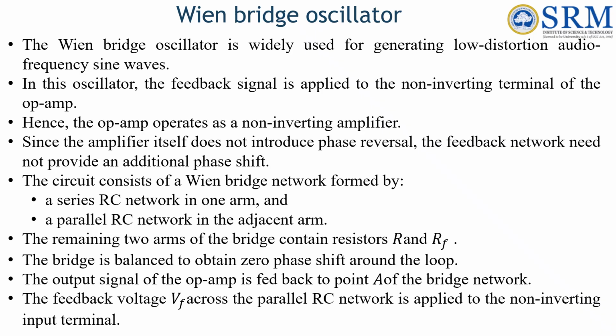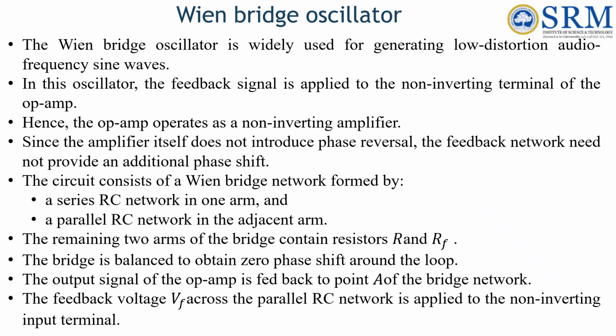Next, we are going to analyze the Wien bridge oscillator. The Wien bridge oscillator is commonly used to generate low distortion sine wave signals in the audio frequency range. In this circuit, the feedback signal is applied to the non-inverting terminal of the op-amp. Therefore, the op-amp works as a non-inverting amplifier. A non-inverting amplifier does not produce a 180-degree phase shift between input and output. Hence, the feedback network is not required to provide any additional phase reversal.